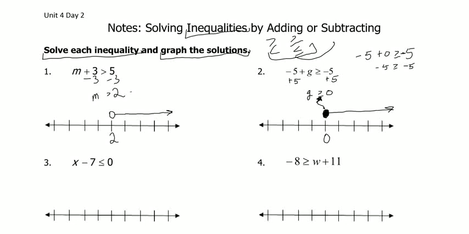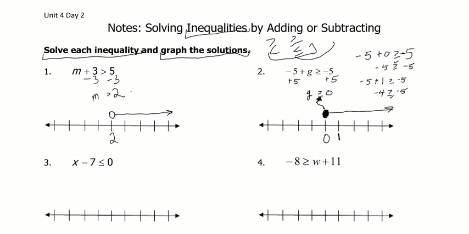Okay, but that doesn't fully check this answer. We need to go ahead and try something in our region. Okay, 1 is in the region. So we go negative 5 plus 1, and figure out if that is greater than negative 5. Negative 5 plus 1 is negative 4. Negative 4 greater than or equal to negative 5. That is a true statement. Therefore, this answer is checked, and it's going to work. Alright? So, moving along here.